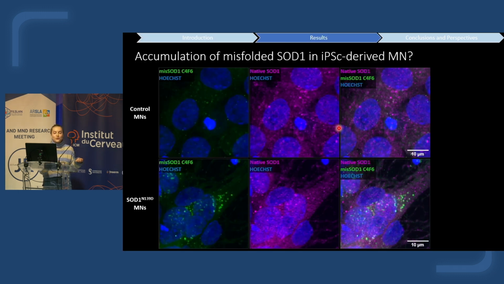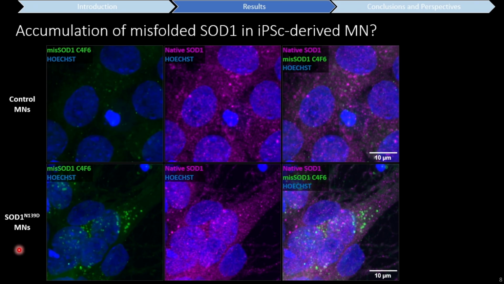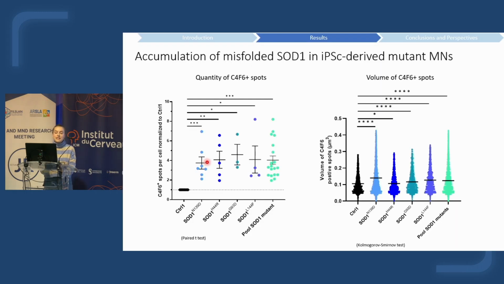So by performing immunofluorescence using this antibody, as you can see here in the mutant motor neurons compared to the controls, there are those green spots that show misfolded SOD1 inclusions. And in the control, you can see that there are just very few of them. They are not very intense and not that big. And when we use a native antibody just to see the normal expression of SOD1, there's no difference between the control and the mutant.